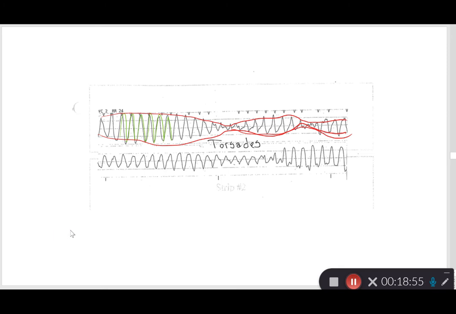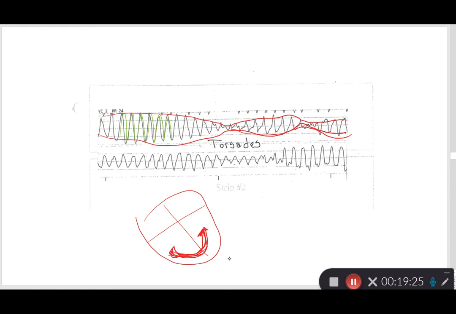Polymorphic meaning I have different looking complexes. It's coming from different spots in the ventricles. So if this is my heart, what's happening with torsades is my pacemaker, say, is moving back and forth from a different area in the ventricles, and it doesn't have to be these two areas. I'm just using those as an example, but it's moving back and forth across the ventricles as my pacemaker site. So this degrades very quickly into VFib. This is something that we have to treat very quickly if we want to reverse it.